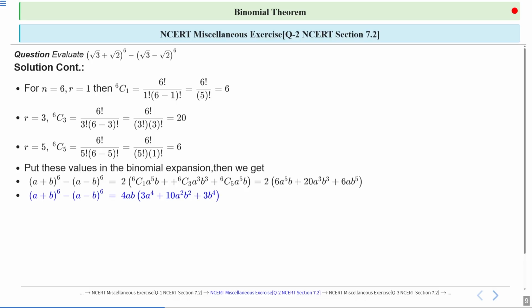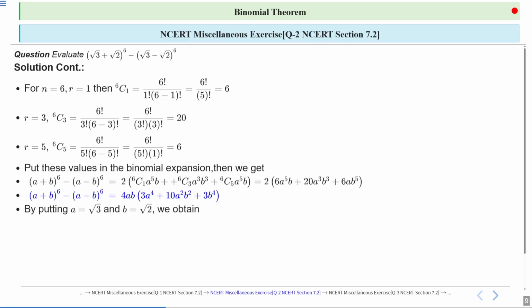So simplifying further, we get (a plus b) to the power 6 minus (a minus b) to the power 6 is equal to 4ab times [3 a to the power 4, plus 10 times a square b square, plus 3 into b to the power 4].